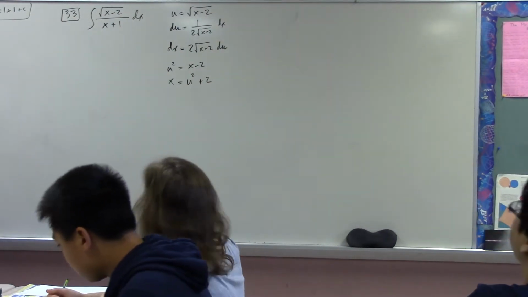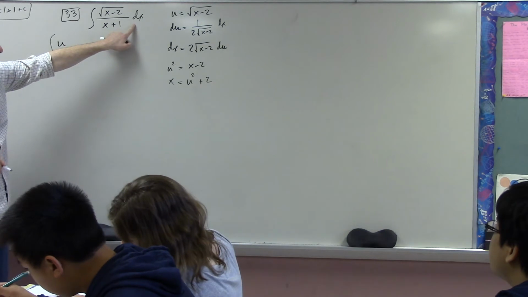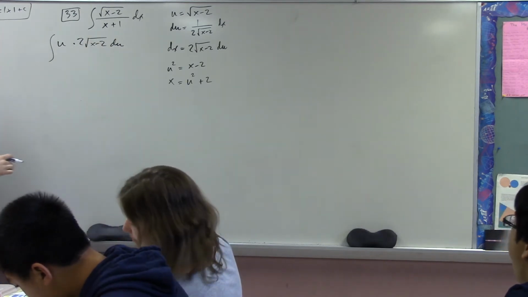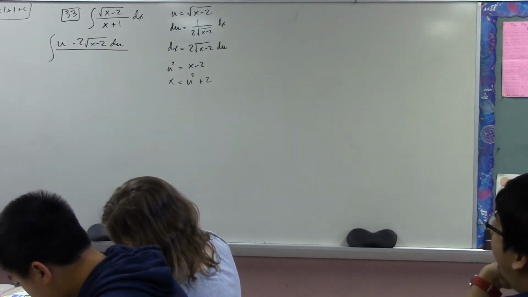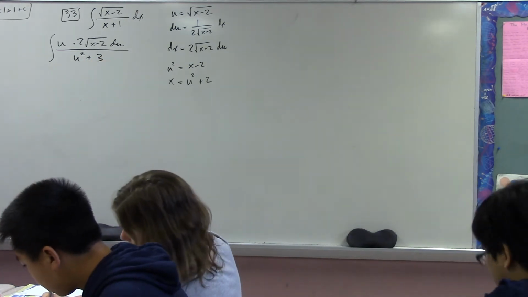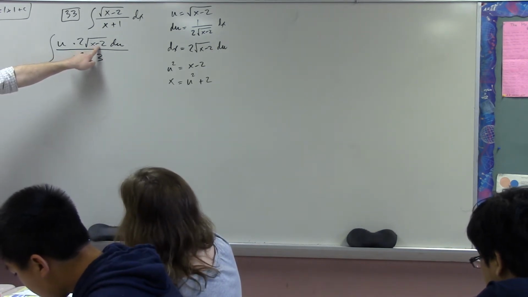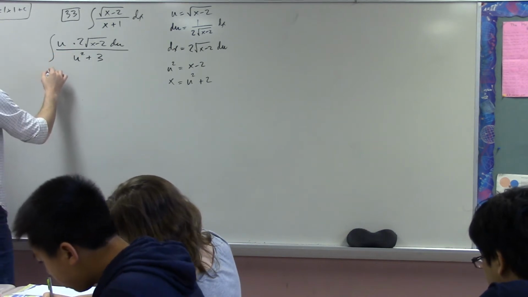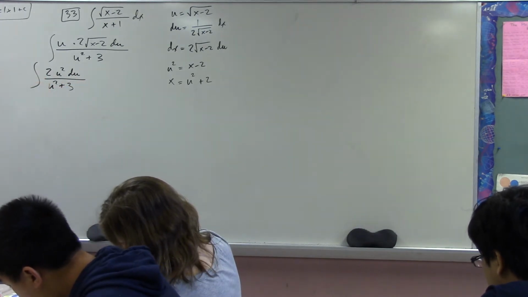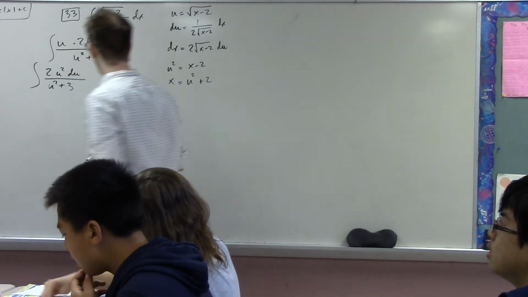And now let's just try to convert everything to u's. Well, that guy is a u. Dx, as I just calculated, was 2 root x minus 2 du over, what's x plus 1? Well, x plus 1 would just be u squared plus 3. Now I've partially converted it, but I still have some x's, but those can be gotten rid of again with another u. So then this becomes 2 u squared du over u squared plus 3. That makes me feel pretty good, because that's just a rational function. I know how to deal with that now. So let's do it.